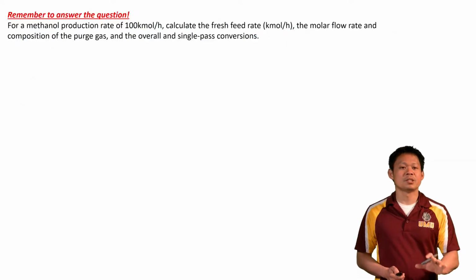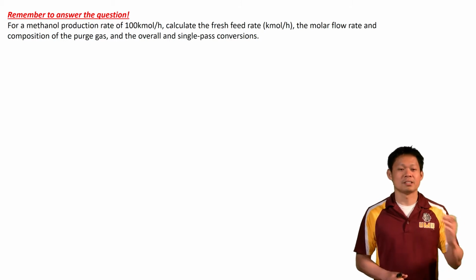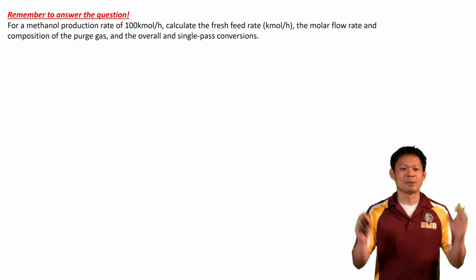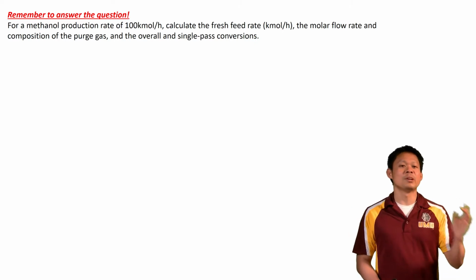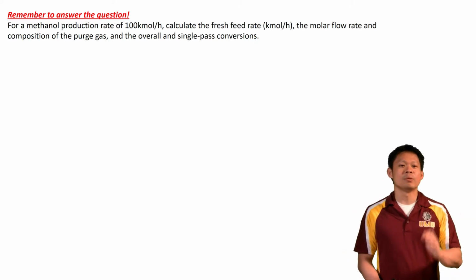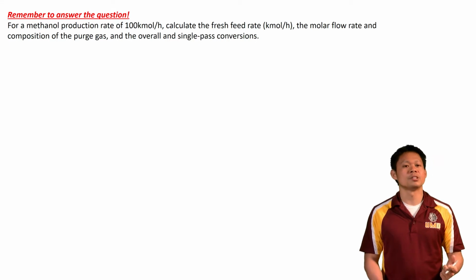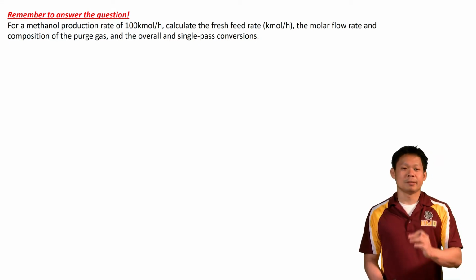All right, we are not done with this question. Remember to always answer the question. Myself included, I have a tendency to, once I finish solving, really just celebrate and be like, I'm done, I've solved for every unknown here. But make sure to go back and answer the question. It wants a methanol production rate of 100 kilomoles per hour. We want the fresh feed rate, the molar flow rate and composition of the purge gas, and the overall and single pass conversions. We re-picked the basis.